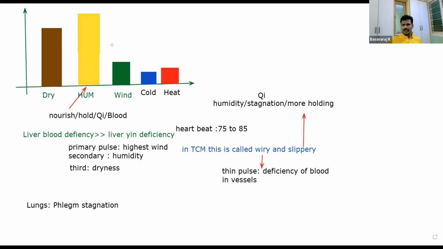Okay. So if humidity is more than dryness, now here instead of lungs, this pattern will affect more the digestion system. Humidity and dryness. Humidity means what? It's the spleen and stomach, which is responsible for digestion of your food. So when humidity along with dryness, dryness means which element? It's the lungs.